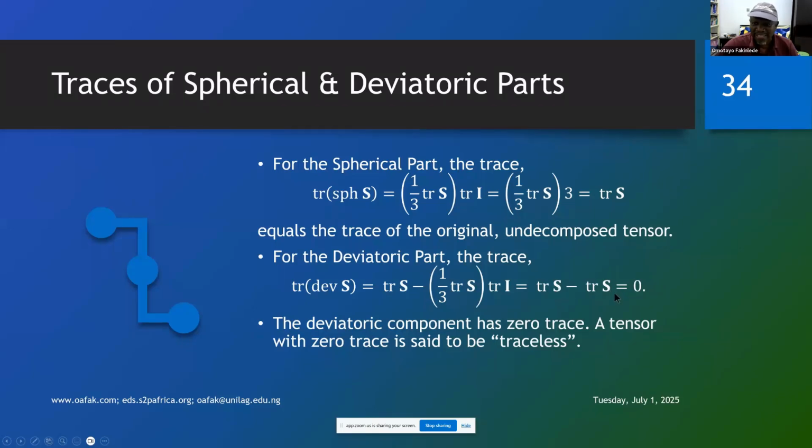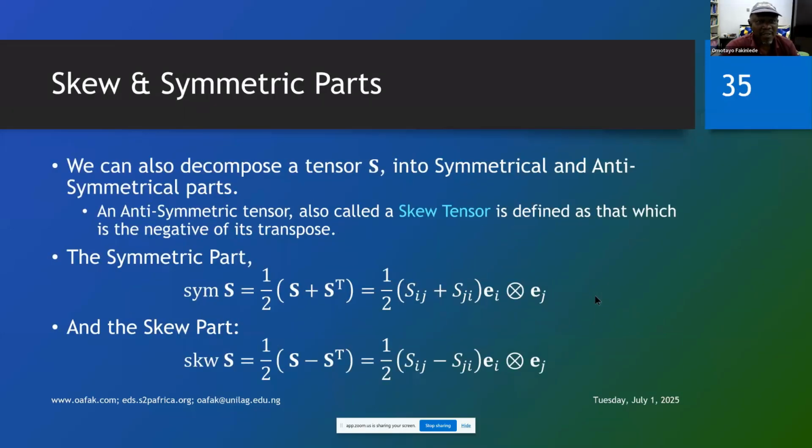minus the trace of S, which is 0. So this page explains to you why, if you break a tensor into its spherical part and its deviatoric part, the spherical part has the same trace as the original tensor, and the deviatoric part has a trace of 0. So we can say that the deviatoric part is a traceless tensor because it has a 0 trace. The trace of the deviatoric part of a tensor is said to be traceless. It's 0, therefore the deviatoric part is traceless.